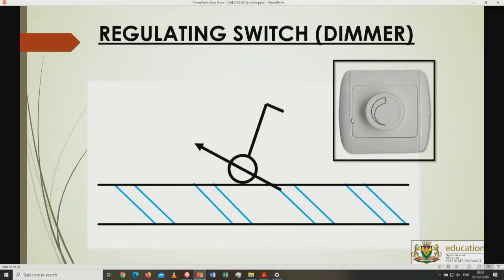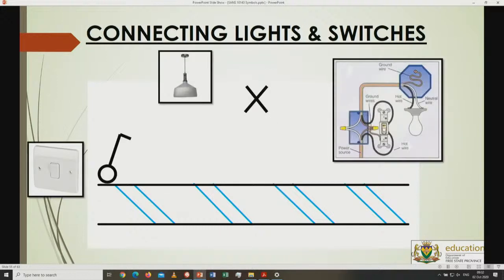Then over here you've got a dimmer switch, also not very often asked in the exam papers, but please be familiar. That might be a short question for maybe paper 1 site plan.